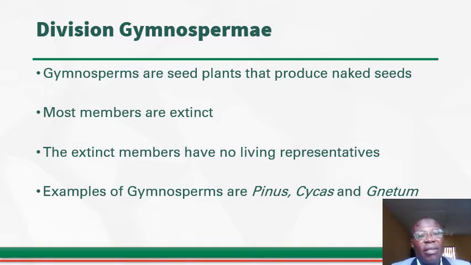Normally, what we do at times is study the past members through the fossil material obtained. So the extinct members have no living representative at all. The typical examples of the gymnosperms are the pinus, the cycas, and the gnetum.